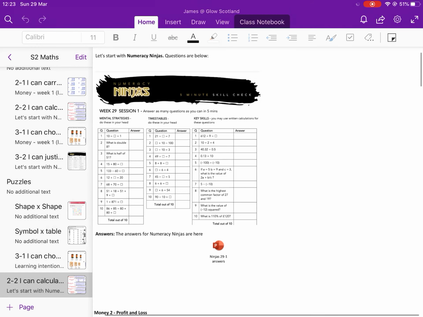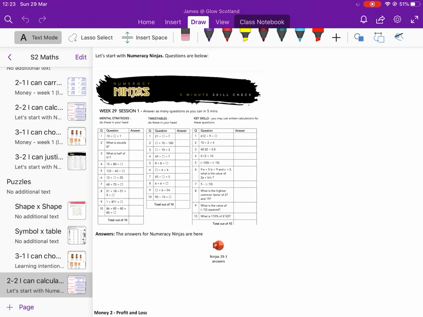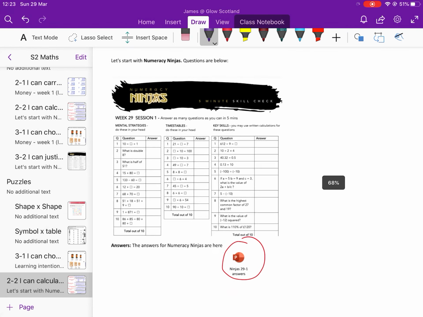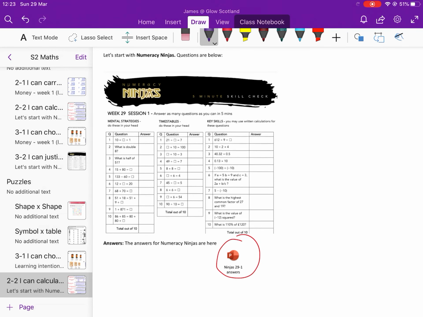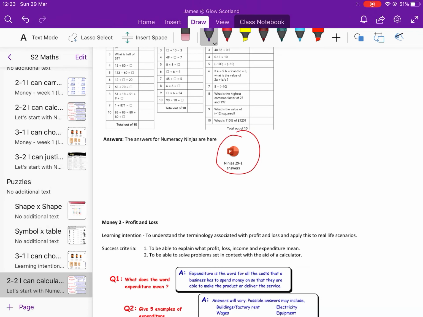I've also put the answers down here for you, so you should be able to access that just when you're ready. So the answers for the numeracy ninjas are there. You can just open that up and check what you've done. So start off by having a go at that, then probably come back to this video and we'll discuss what the learning is going to be in terms of money.